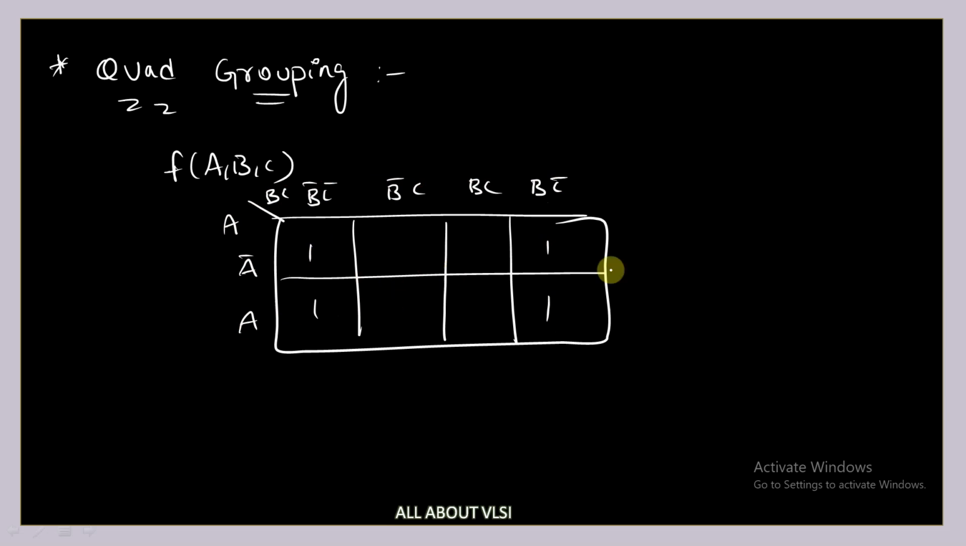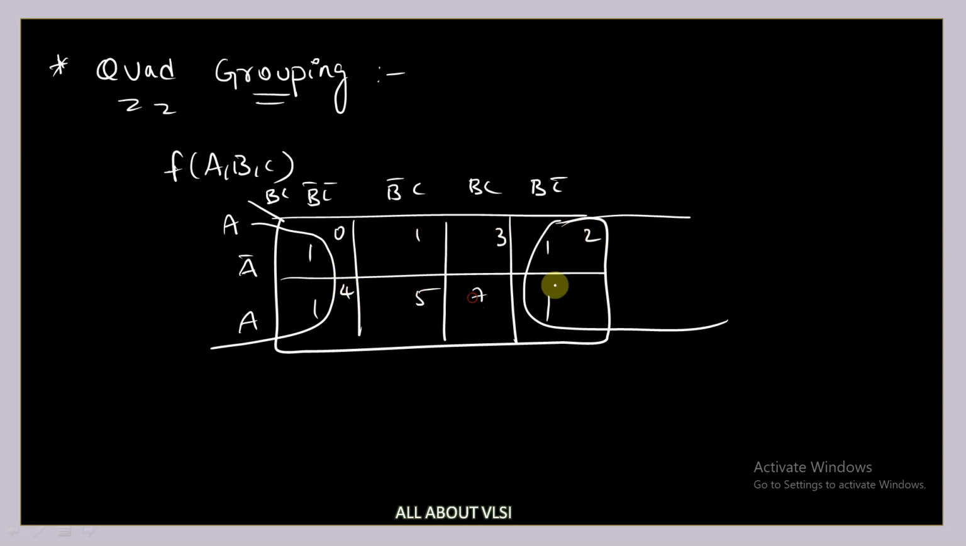Now, how to group this? We can group the adjacent cells. These two cells are adjacent to each other, and the two corner cells will also be adjacent to each other. So this is nothing but our quad grouping. This is 0, 1, 3, 2, 4, 5, 7, 6. So this is also possible.